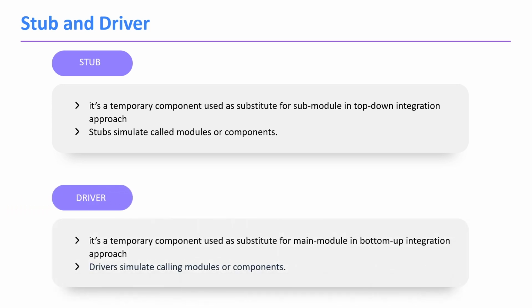Next one is a driver. A driver is also a temporary component which is used as a substitute for the main module in the bottom-up integration approach. So this is exactly the opposite of a stub. A stub we use in the top-down integration approach as a substitute for sub-modules, and the driver is used in the bottom-up integration approach as a substitute for the parent module or main module. And a driver simulates the calling modules or calling component. So a driver is used in place of the parent module to generate some dummy response or fake response, so we can continue with our integration testing.